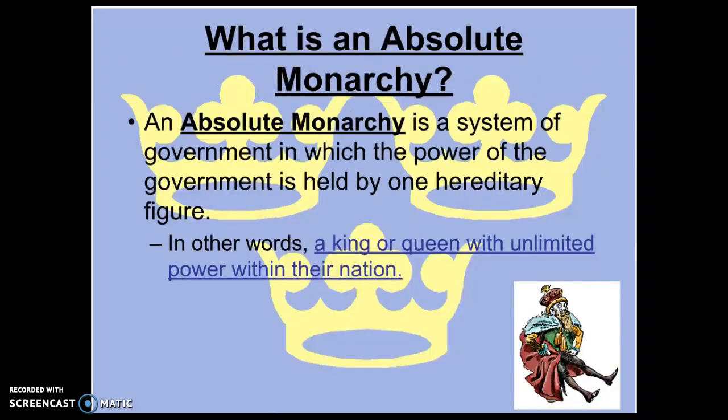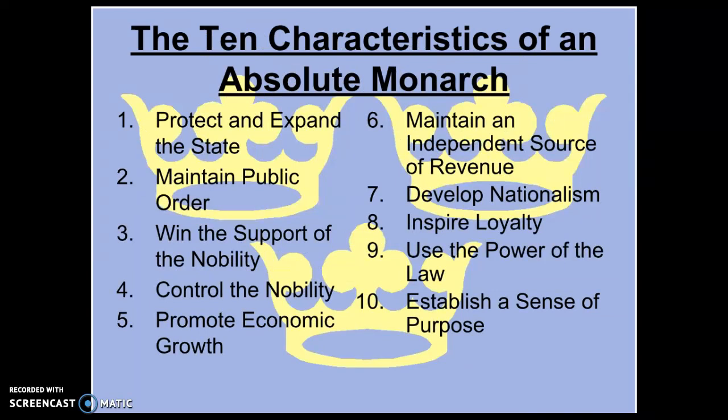So what is an absolute monarchy? That is a system of government where the power of the government is held by one hereditary figure. When it says hereditary, normally it means that it's being passed down through the family, right? So in other words, this is a king or a queen that has unlimited power within their nation. Their nation is absolute. So today we're talking about the 10 characteristics of an absolute monarch.